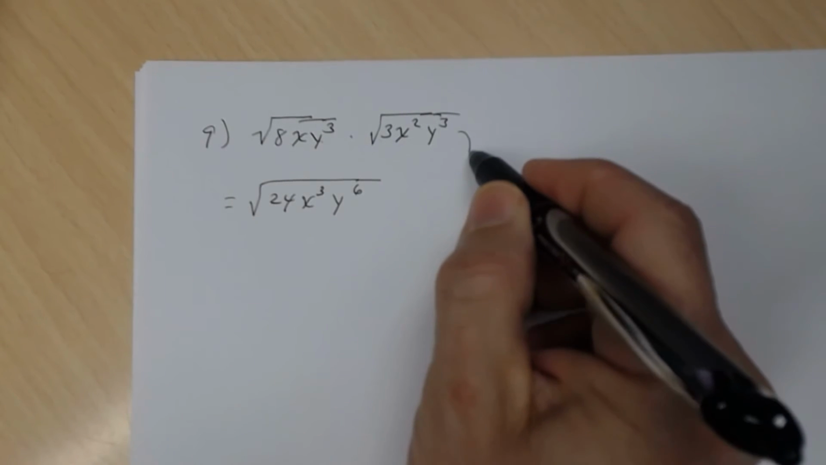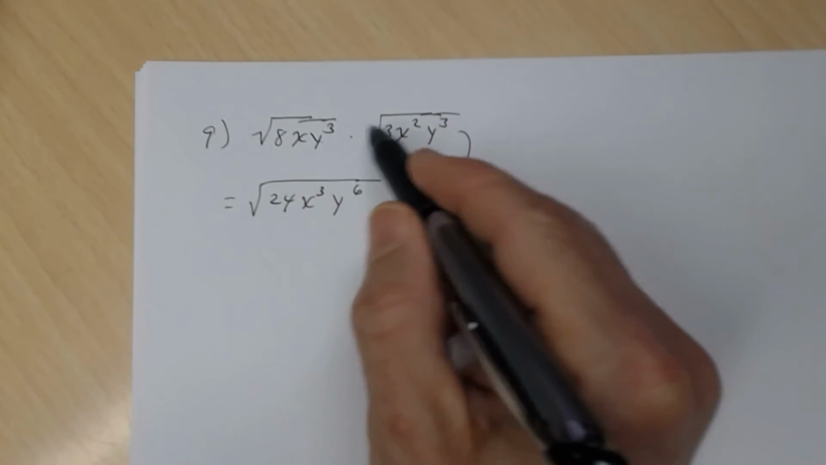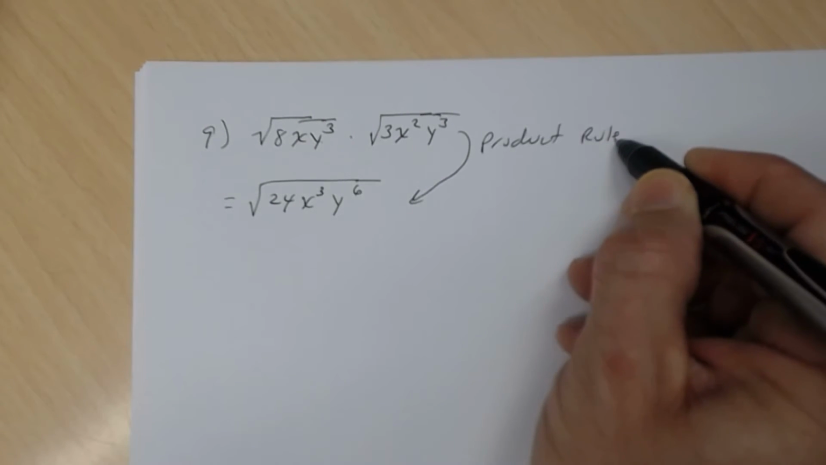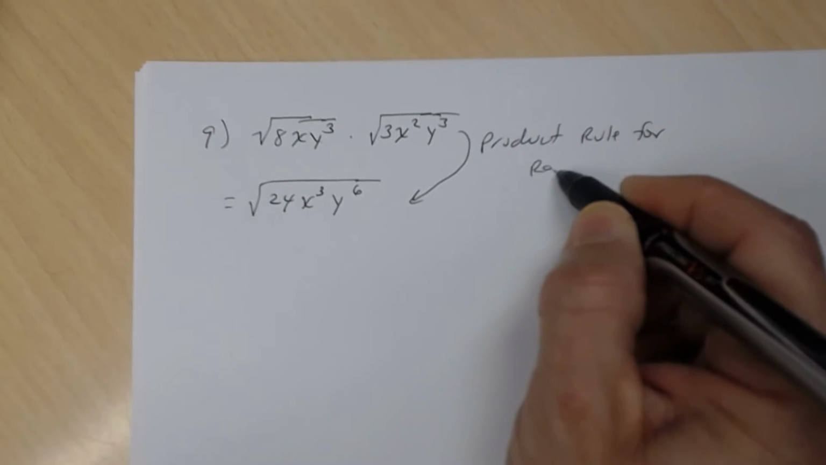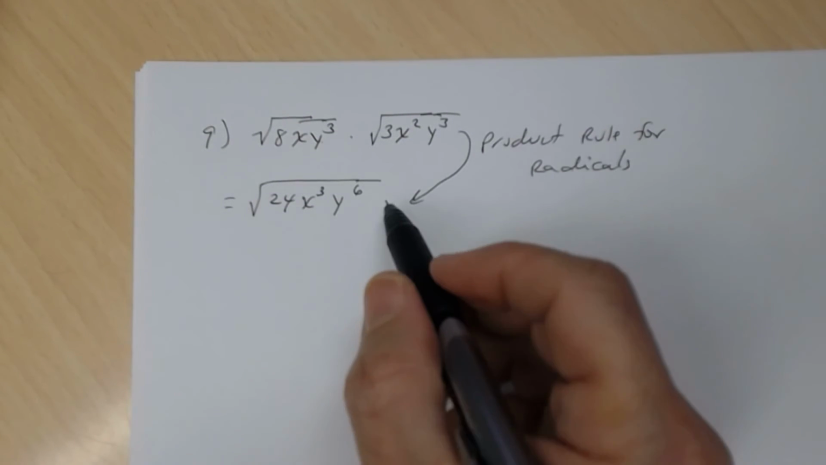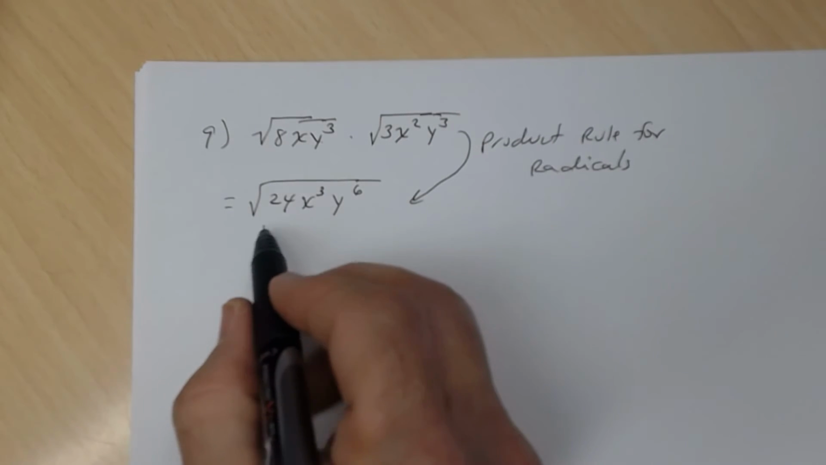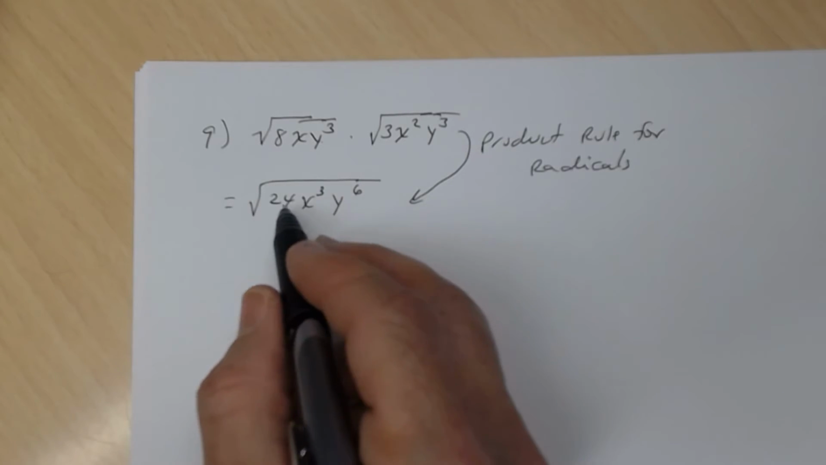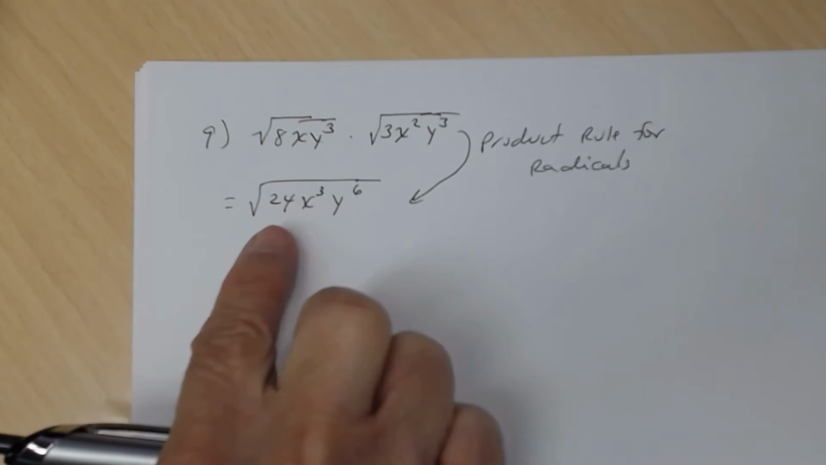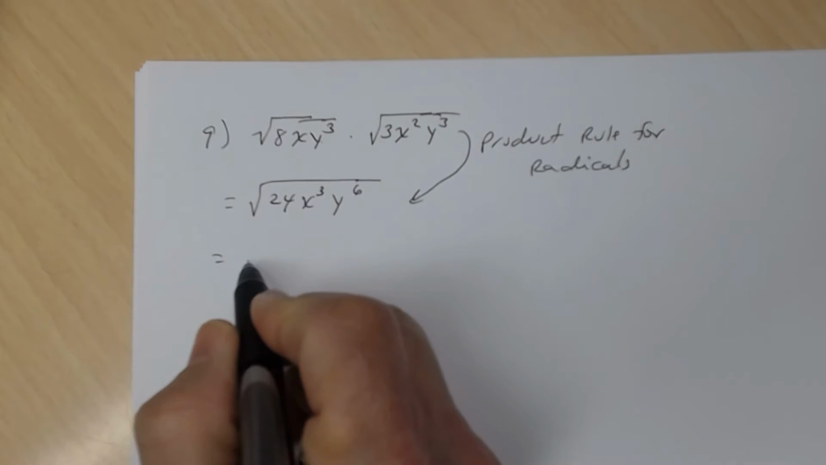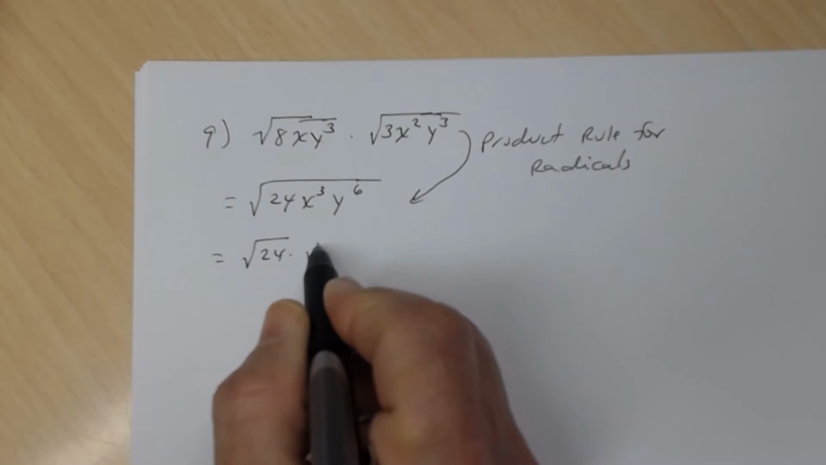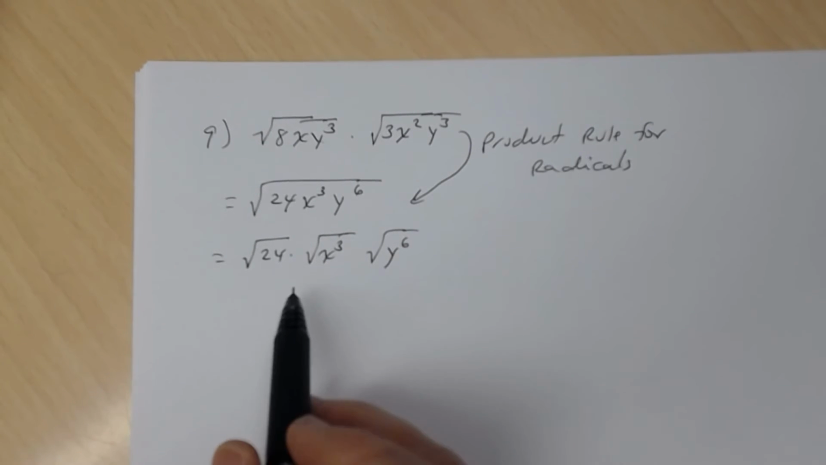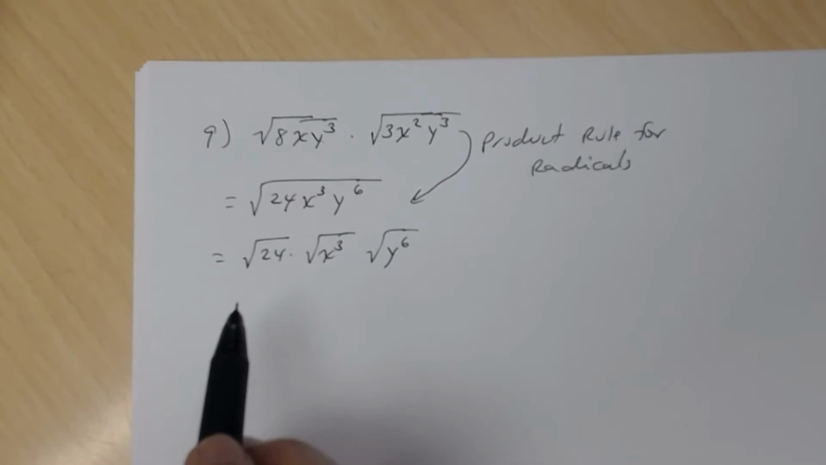Now that's the new part. That's our new lesson. Our new lesson is going from here to here. So that's called the product rule. We use the product rule for radicals. All right, now we're going to use the previous lesson where we simplified these. So to do that, just like we did before, we're going to rewrite the square root of these products as the individual products. So that's going to be the square root of 24 times the square root of x cubed times the square root of y to the 6. And then we're going to simplify these radicals as much as we can.